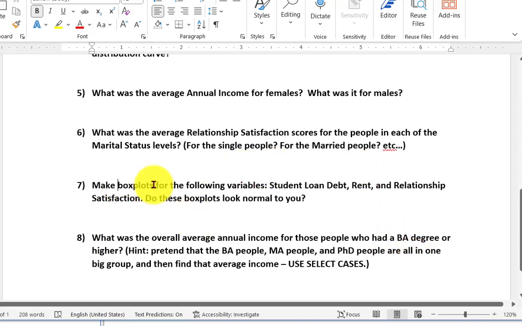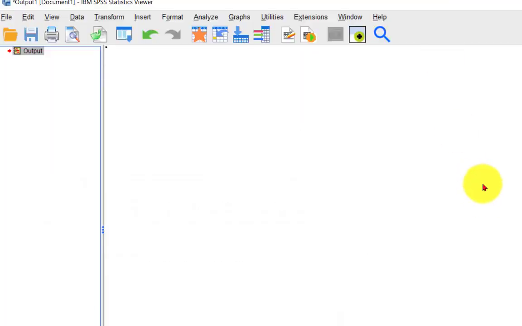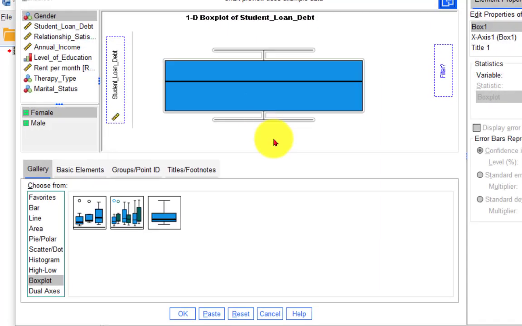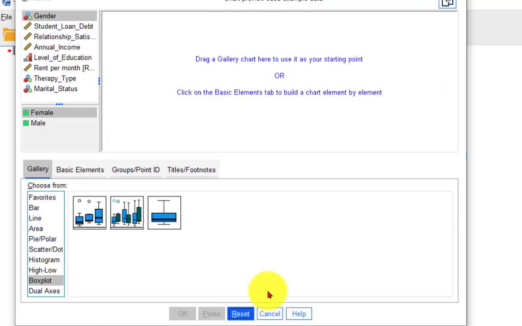All right, next up, box plots for student loan debt, rent, and relationship satisfaction. We could probably do these all at the same time, but I like to do things one at a time here. So I'm going to go to Graphs. We'll use the Chart Builder. I haven't used that for a while. And let me reset. Don't want to give it away. But from the gallery, we want to go to box plots.